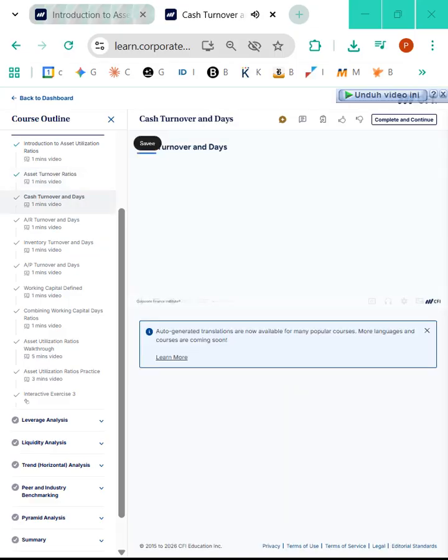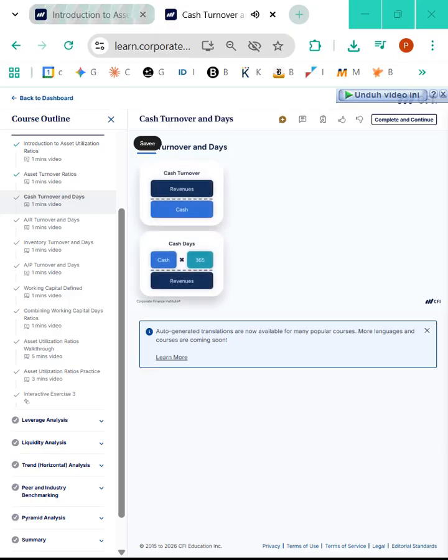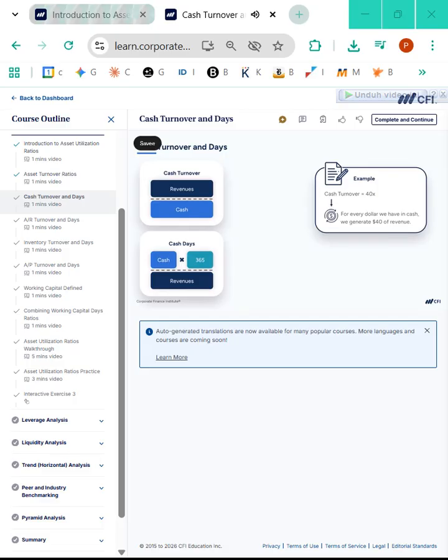For the remaining 4 ratios, you're going to see 2 versions of the ratio, a turnover version and a days version. Let's imagine we calculate a cash turnover ratio of 40 times. This means for every dollar we have in cash, we generate $40 of revenue. Another way to think of this is that our current cash balance turns over 40 times in a year.